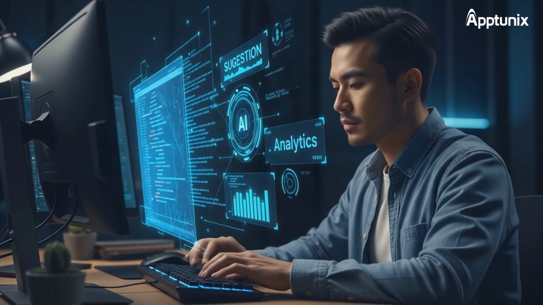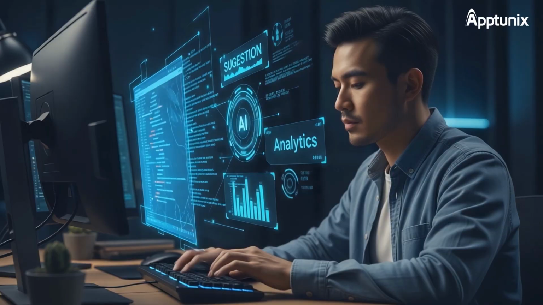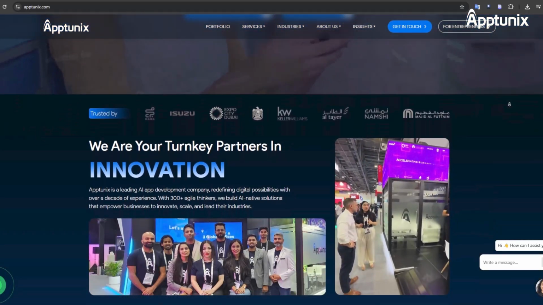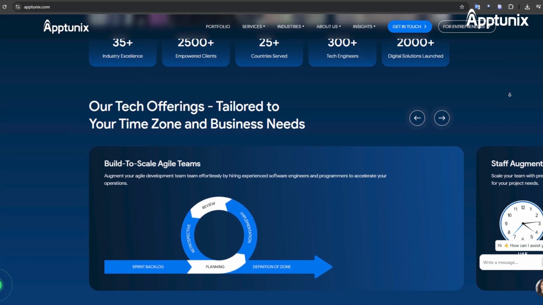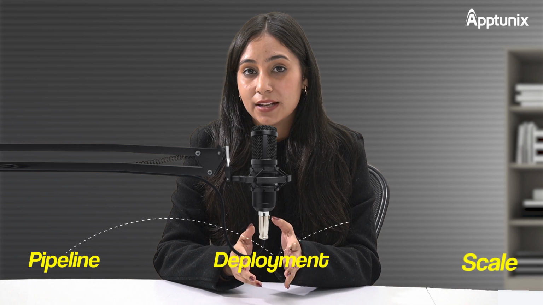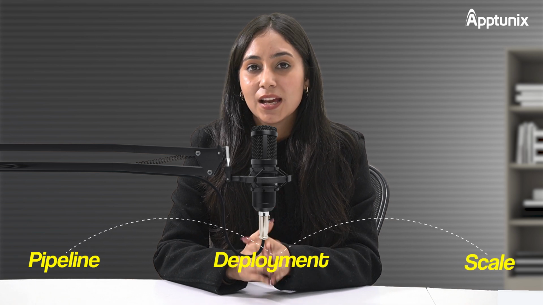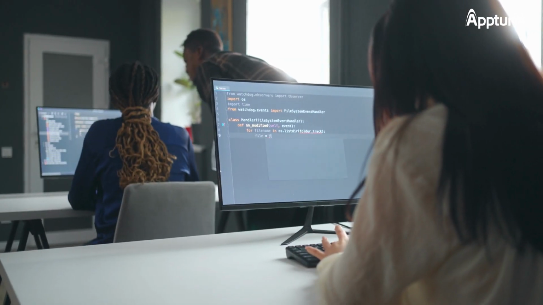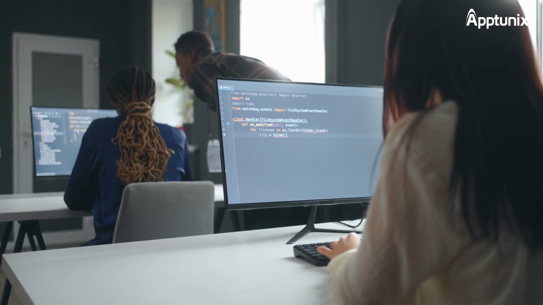This approach is what we apply when building enterprise-grade AI products. At Apptunix, we help businesses across the entire AI journey, from strategy and data pipelines to deployment and scale. Our teams focus on secure, compliant, and future-ready AI solutions built for enterprise growth.